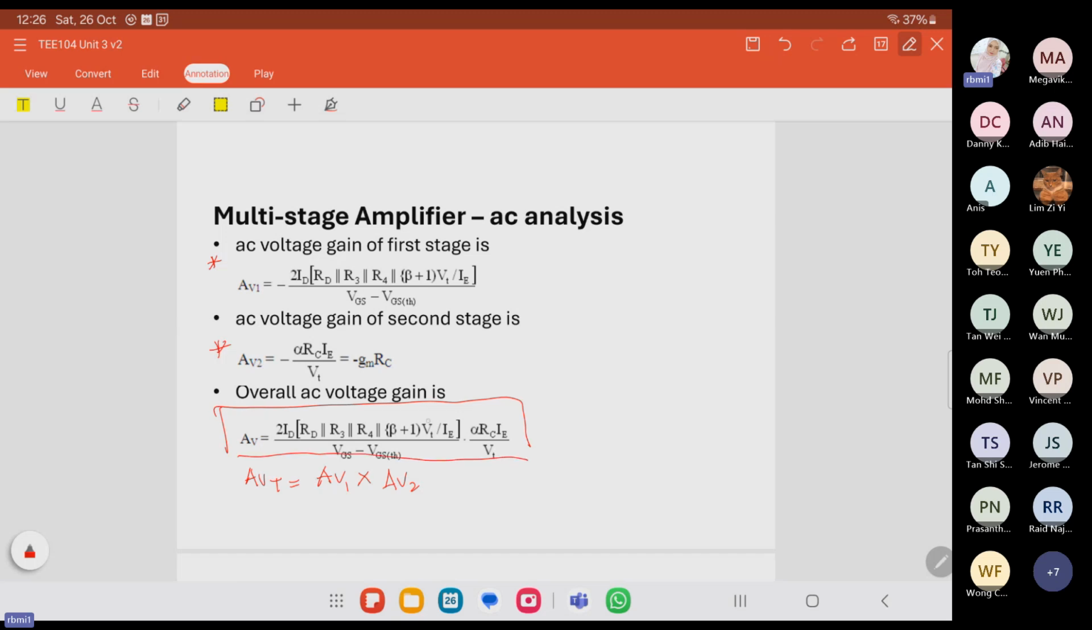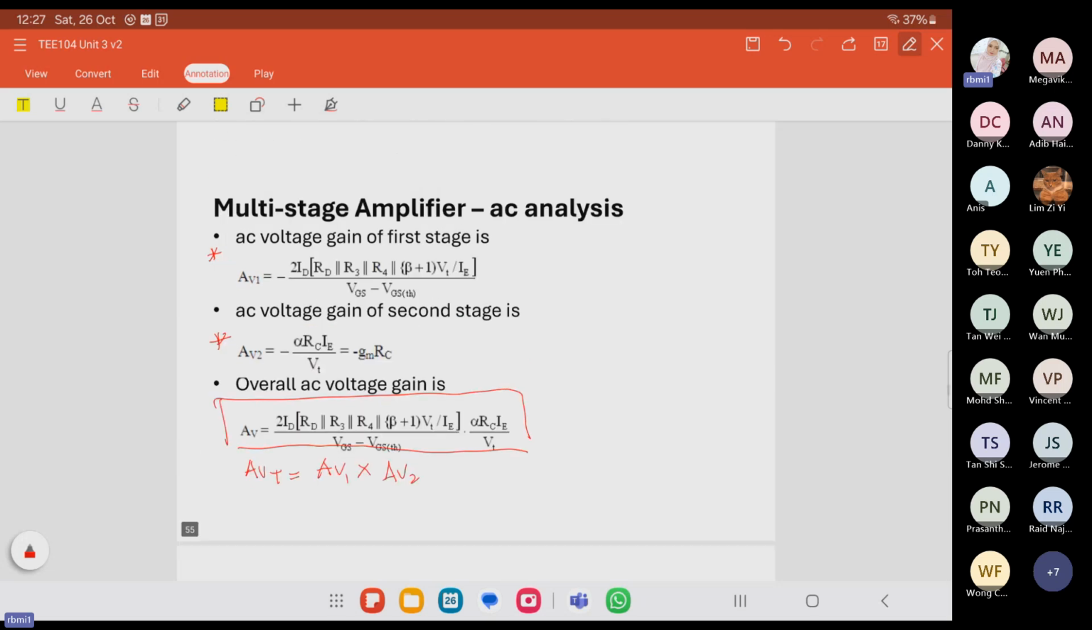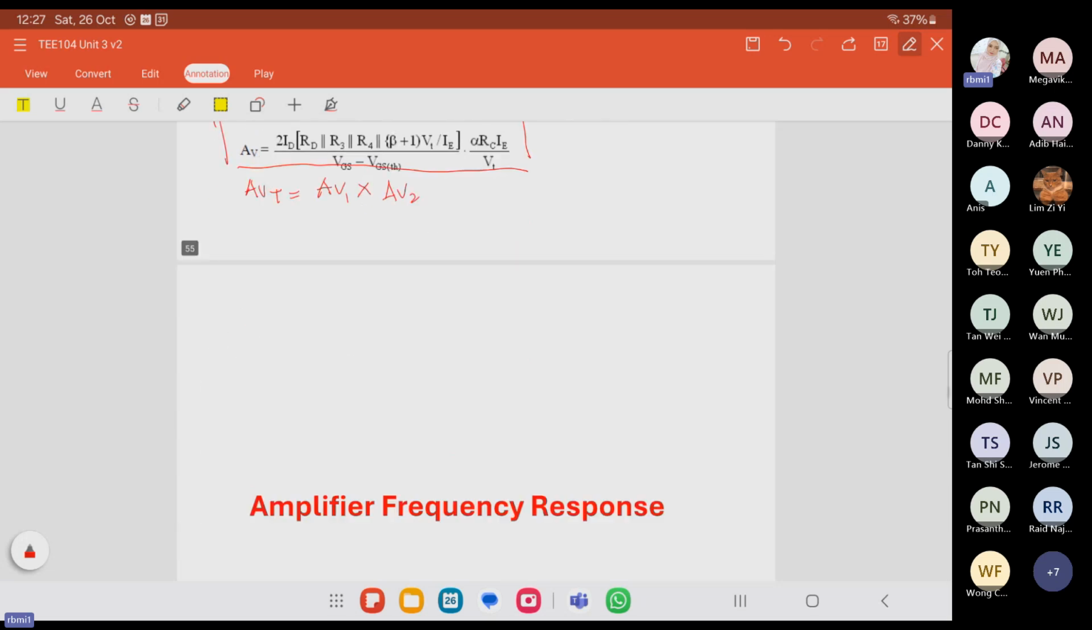Why do we design a multi-stage amplifier? Because it depends on the purpose of the amplifier itself, since the MOSFET or JFET and BJT have different characteristics.